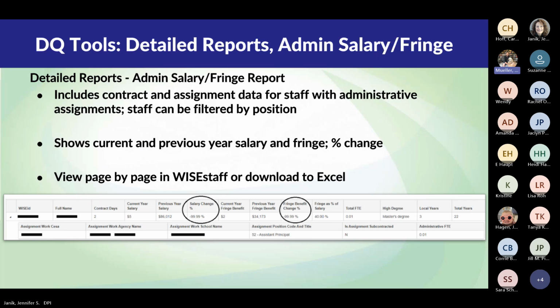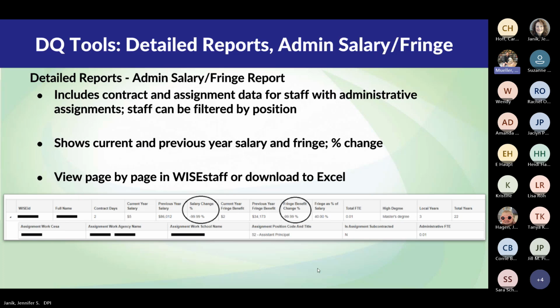The content is similar to the all staff reports, but the reason it's a specialized report is that it also includes a comparison to data from the previous year. It's like the hiring agency counts tile on the dashboard, but detailed for every administrator staff person. As you can see in the screenshot, we've got a staff person with a 99% reduction in salary and fringe benefit amounts for this year compared to last year, which should prompt you to take a second look at their contract and their WISEstaff record.